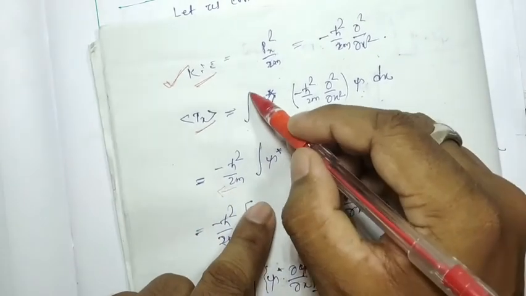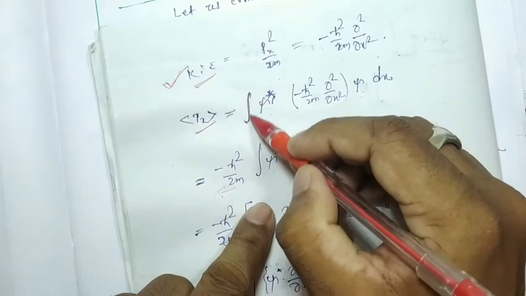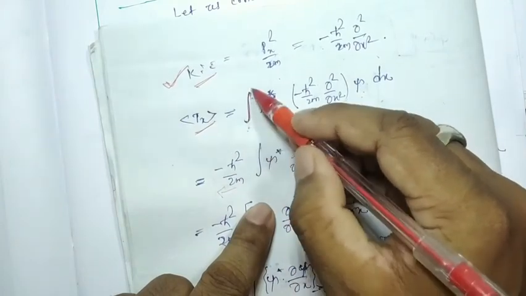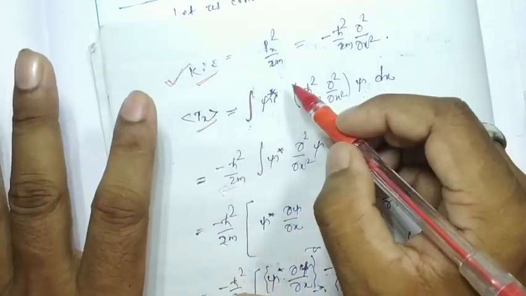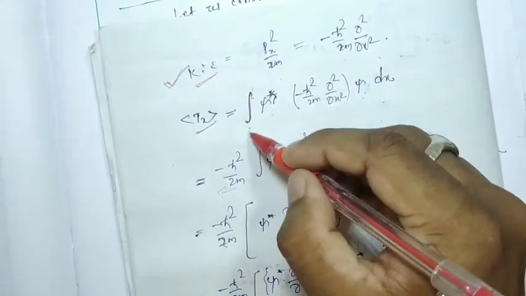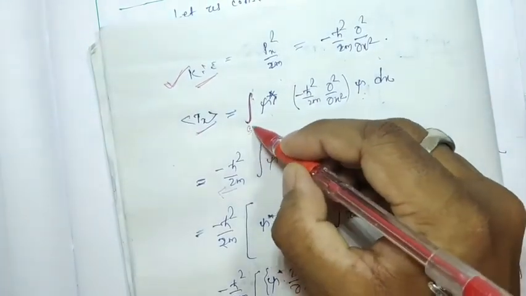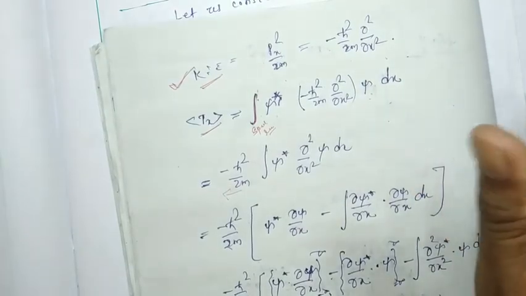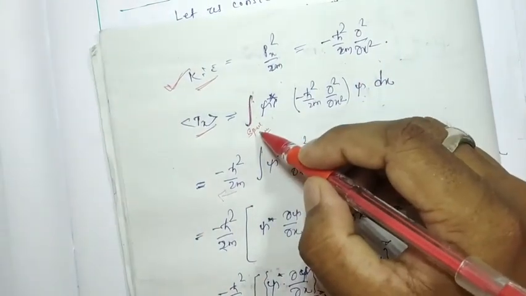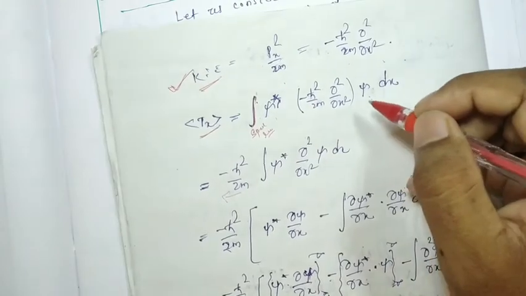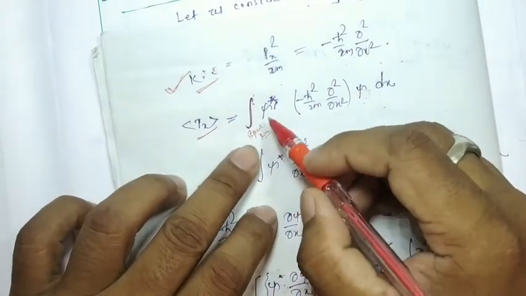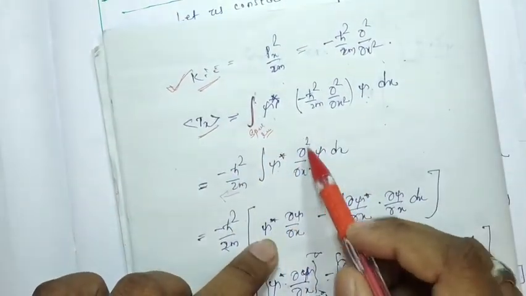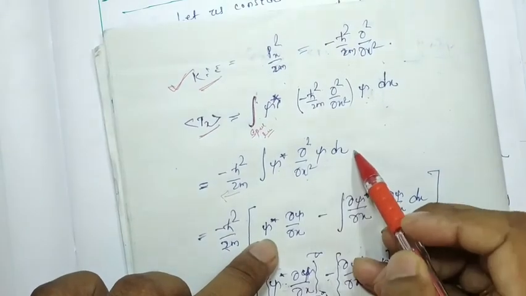Here I am considering the integration. I have not given any limit, which means it is generalized. That means this is the specified limit, which may be given in the question, and whatever limit is given we can apply. So it will be the integral of psi star del square by del x square psi dx.